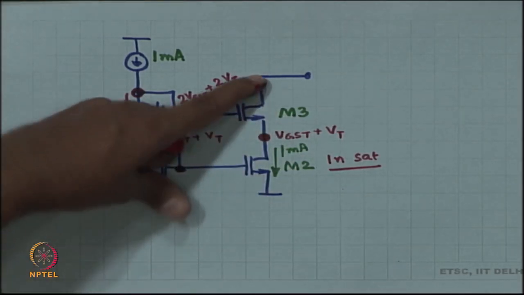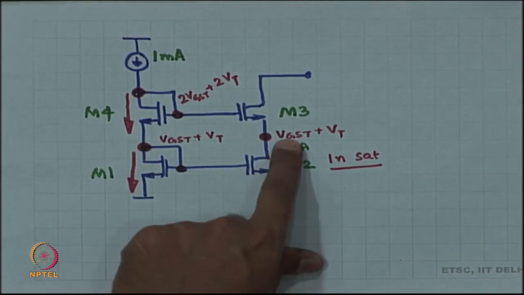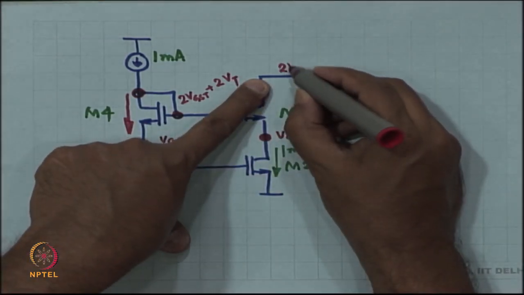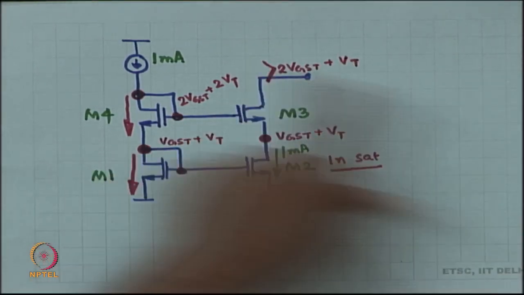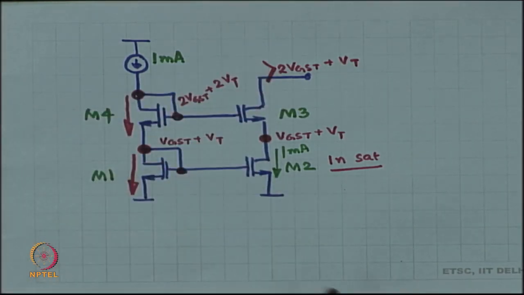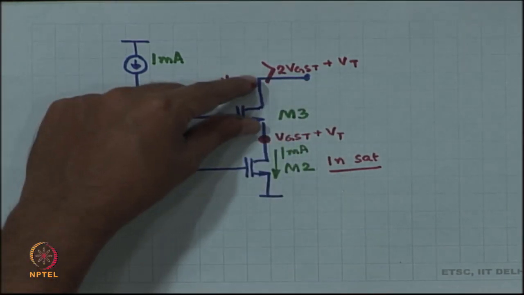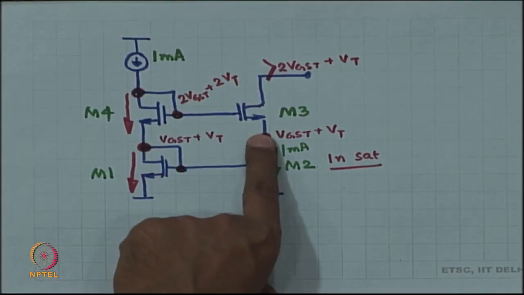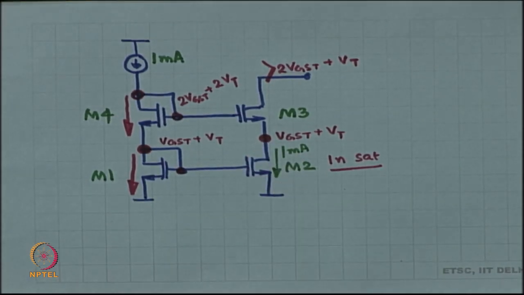What is the minimum voltage that you can tolerate at the drain of M3? VGST plus VT is the source of M3. So the drain of M3 can go all the way to 2 VGST plus VT. As long as you are greater than this limit, M3 is in saturation, M2 is also in saturation. If you surpass this limit, the source of M3 is going to drop a little. However, M2 will remain in saturation.